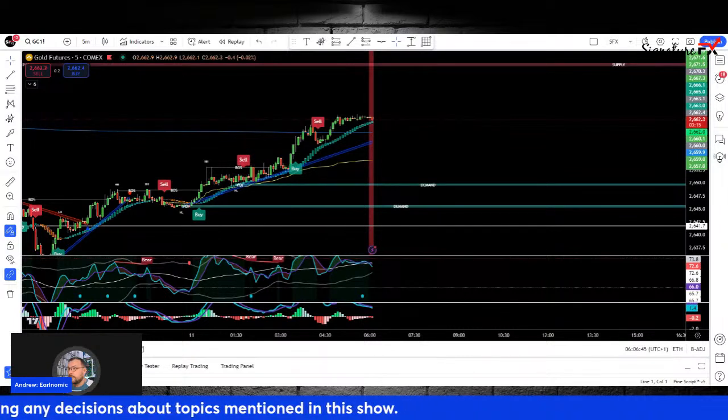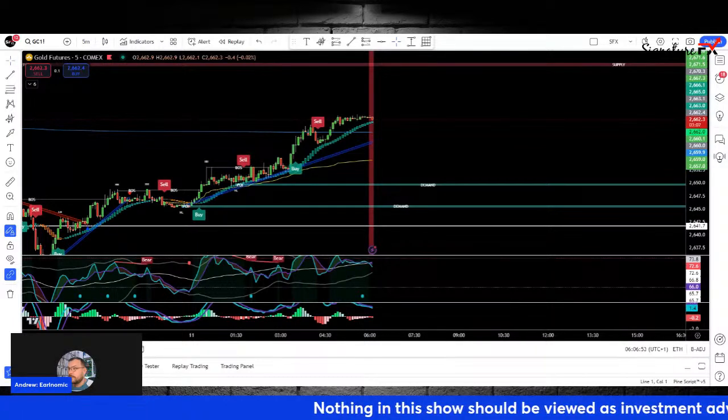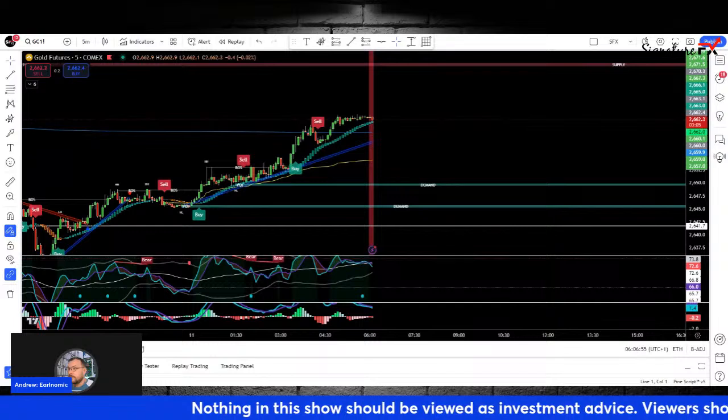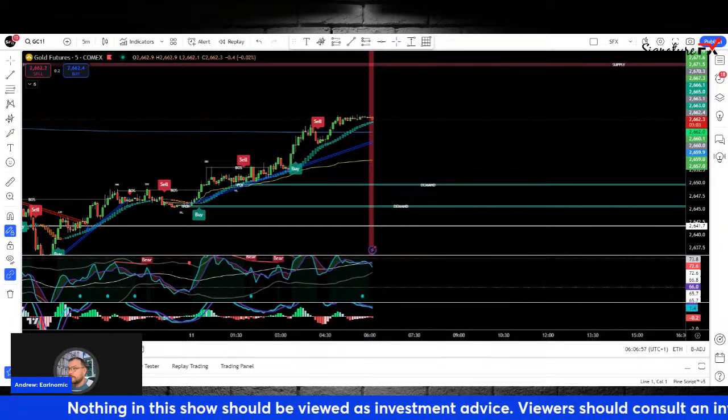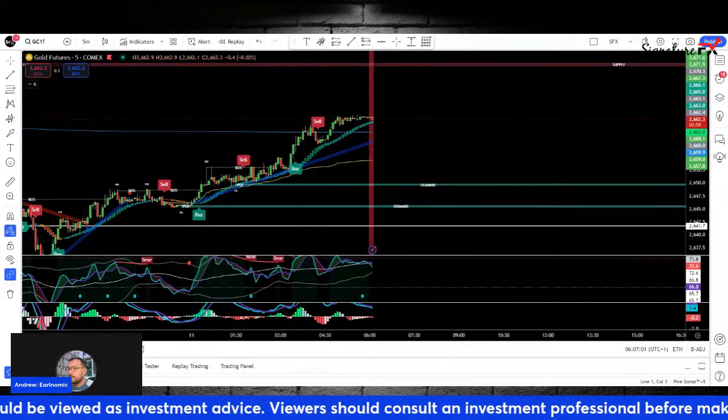Just checking all the settings just to make sure everything's set up correctly, which seems fine. So yeah, maybe just need to refresh the chart later. So yeah, looking at a selling opportunity. Hopefully we can take that trade.